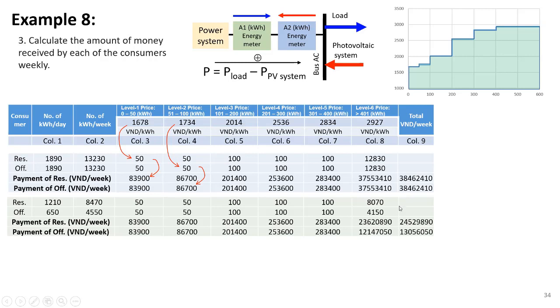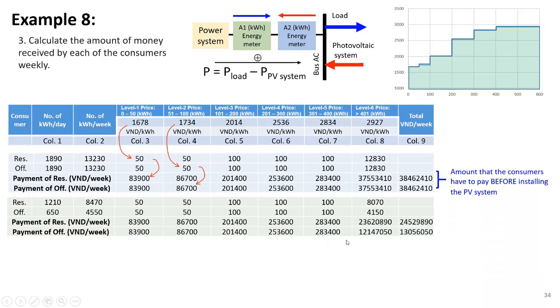Now, if they do install the PV systems, we can see due to the difference between the amounts of energy they take from the grid, their total payments are also different. The office only has to pay 13,056,050 Vietnam dong, while the restaurant has to pay 24,529,890 Vietnam dong, which is almost twice as much as the payment of the office.